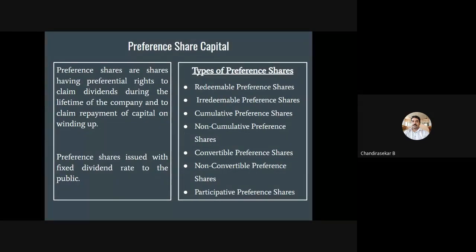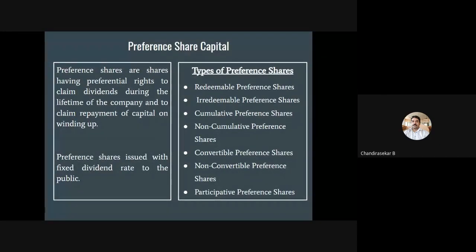Whatever excess profit remains after payment of tax to the government, that is called earnings available to equity shareholders, divided by the number of equity shares. So per equity share, a shareholder may get, for every 100 rupees of face value, 20 rupees, 25 rupees, 30 rupees. It may fluctuate year to year, sometimes 0 rupees, sometimes 5 rupees. But a preference shareholder is not like that. It is fixed: for 15%, for every 100 rupees of face value of preference share, they get 15 rupees dividend from the company.